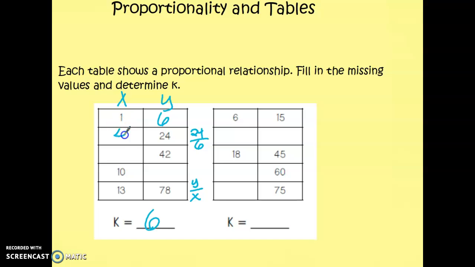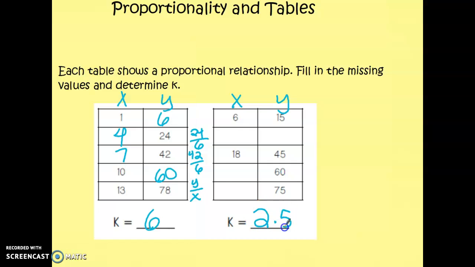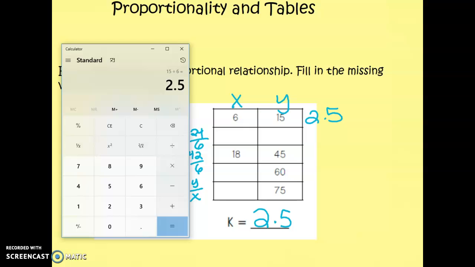So 24 divided by 6 is 4. 42 divided by 6 is 7. 10 times 6 is 60. You can go back and double check everything by doing Y over X and just double checking that you get the same thing. So let's look at the next table, again X and Y. We have 15 and 6, so I'm going to do that one. 15 divided by 6 is 2.5. Then I'm just going to use that information, and double check down here, 45 divided by 18, to fill in the rest of the table.